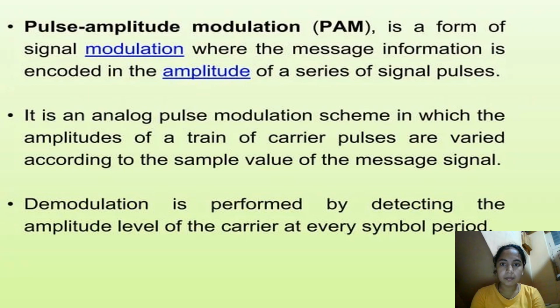Next is PAM, that is pulse amplitude modulation. It is a form of signal modulation where the message information is encoded in the amplitude of a series of signal pulses. It is an analog pulse modulation scheme in which the amplitudes of a train of carrier pulses are varied according to the sample value of the message signal. Demodulation is performed by detecting the amplitude level of the carrier at every symbol period.